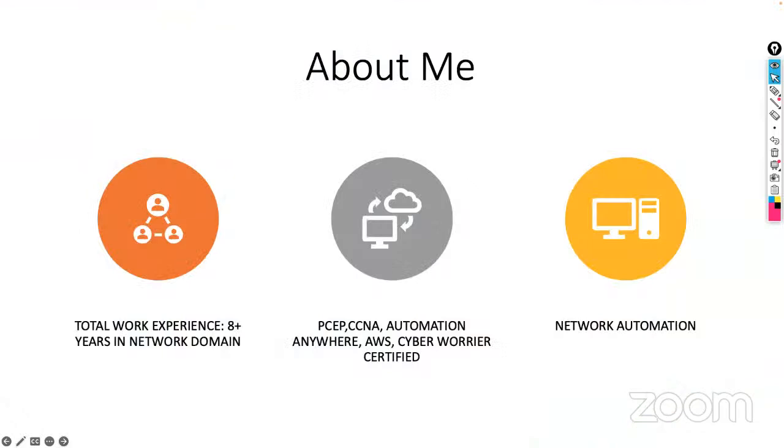Now, this is something about me, guys. I have 8+ years of experience in the network domain. For the last 3-4 years, I'm working as a network automation developer in a well-known industry. I did my certification in Python as well as CCNA. I also did the basic certification for Automation Anywhere, the RPA, robotic process automation platform, AWS, and I have just completed a cybersecurity certification. And for the last 2-3 years, I'm giving network automation training to network engineers who really want to shift their career from the purely network domain to the Python and network domain.